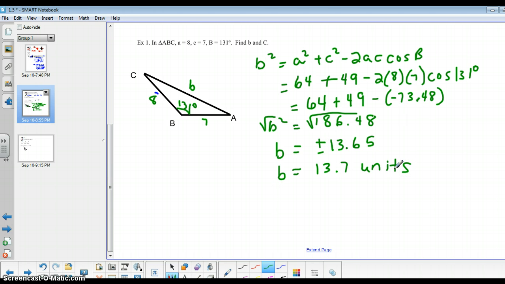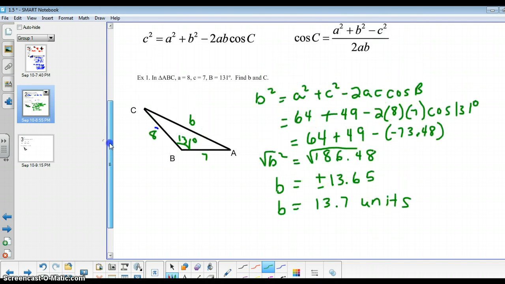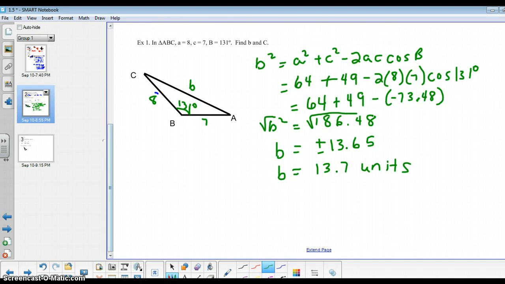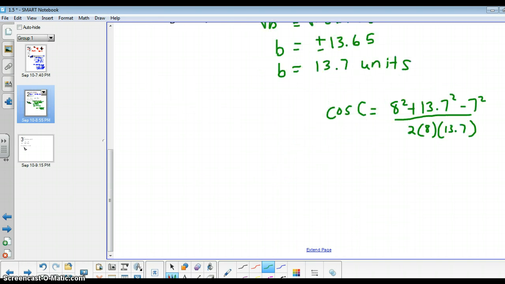Okay. We still need to find angle C, so we're going to use the cosine C formula here. It's already written this way, so we're just going to be plugging in. So go ahead and take a minute and write. Okay, confirm that you plugged in the same way and got 8 squared plus 13.7 squared minus 7 squared divided by 2 times 8 times 13.7.